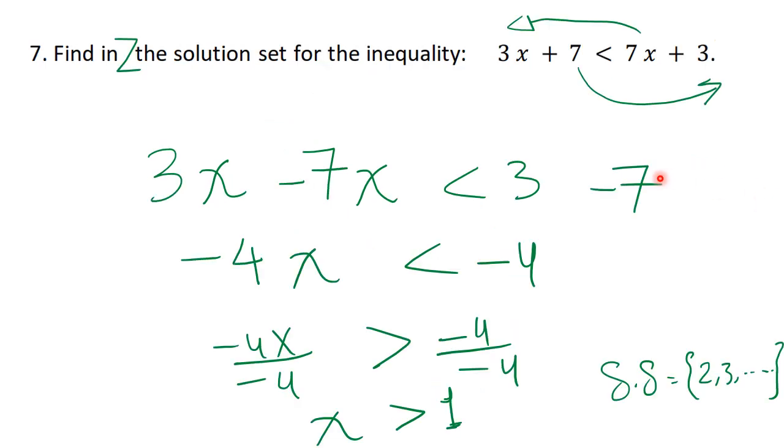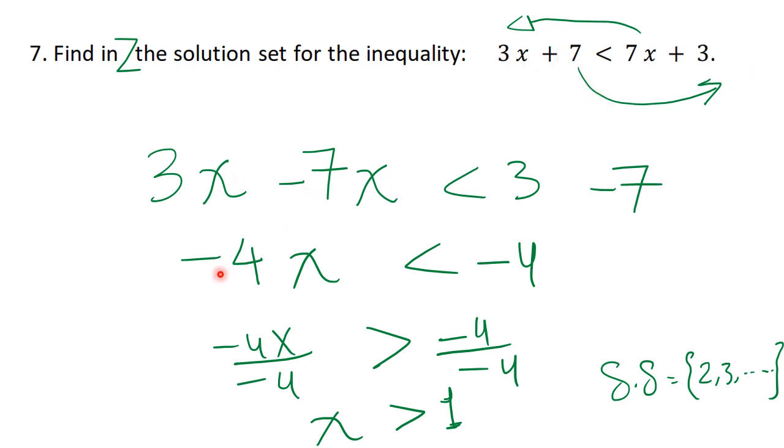Okay, the last question for this mock exam, he wants us to get the solution set in Z for the inequality 3x plus 7 less than 7x plus 3. So to solve this, we said before that we have to get the x's on one side and the numbers on the other side. So we can move this 7x to this side and the 7 to the other side. And when we move one term from one side to another, we have to change its sign. So this 7x will be negative 7x, and this 7 that will go there will be negative 7.